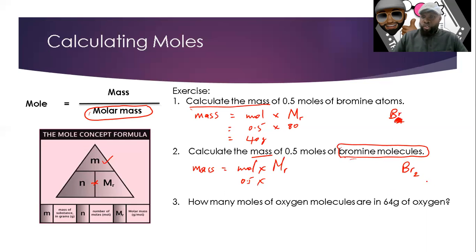not Br, it's Br2. So here my relative molecular mass of the bromine molecule will give me the molar mass of bromine molecule, which would be, if a bromine atom has a mass of 80 units, or a molar mass of 80 grams, then a bromine molecule will have a mass of 80 times 2, which is 160 grams. So for a bromine molecule, the molar mass would be the same as the relative molecular mass, which would be 160 grams. So my answer there would be 80 grams. My mass there would be 80. So, calculate the mass of 0.5 moles of bromine molecule. It will be 80 grams.